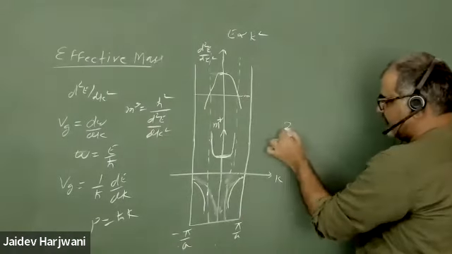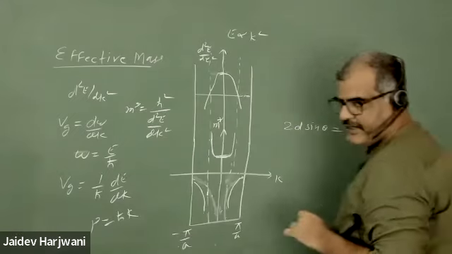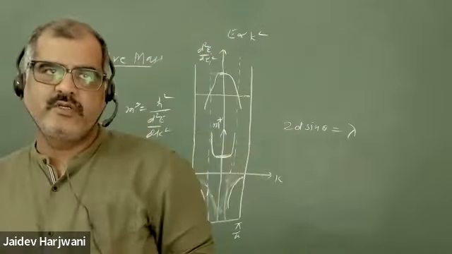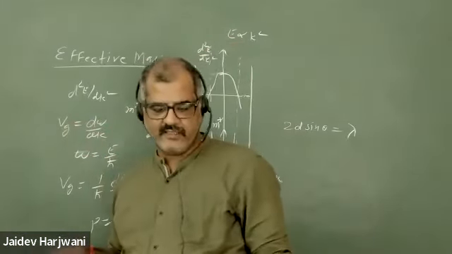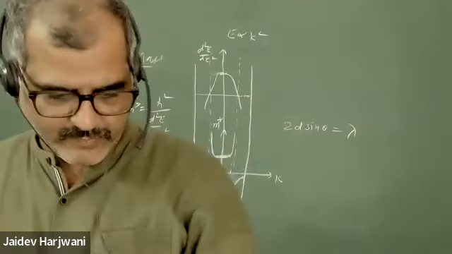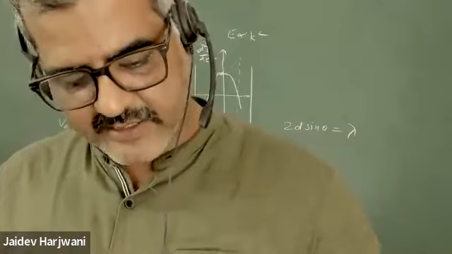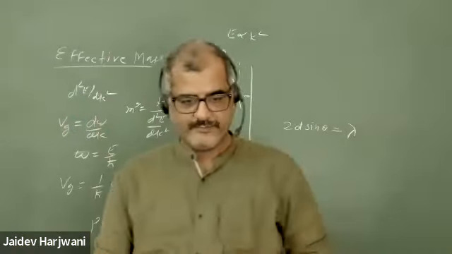2d sin theta equals n lambda. And instead of going in the direction of the force, your electron will move in the opposite direction. That's why it behaves like a negative mass. It means it collides, that's why it reverses. Not exactly a collision, it is a diffraction.